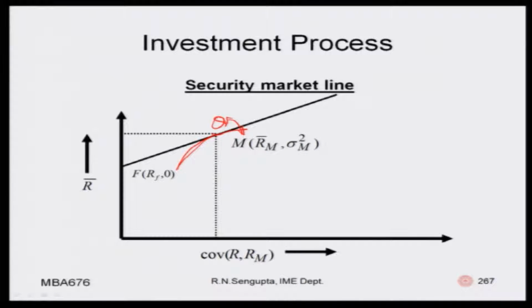And obviously, if you extend it, you have the minimum variance point, which we are not going to consider because we have already discussed that earlier. And the security market line, there are subtle changes.